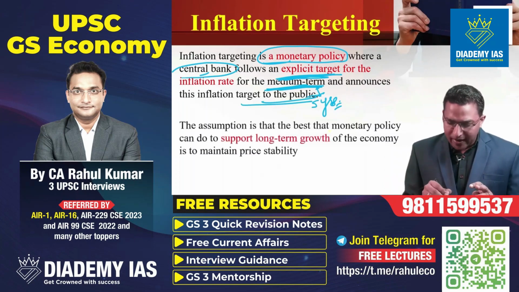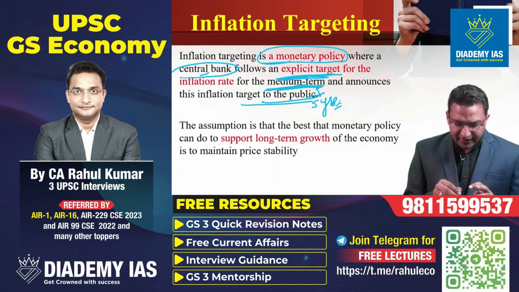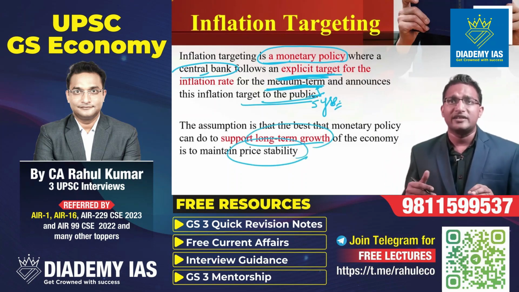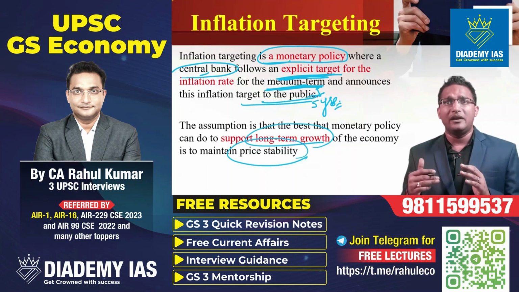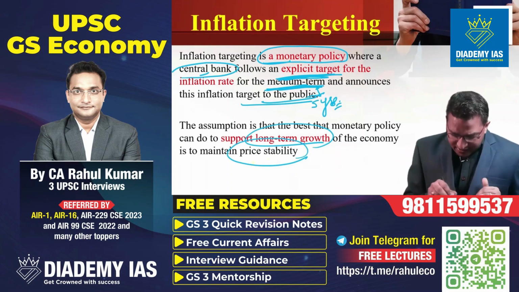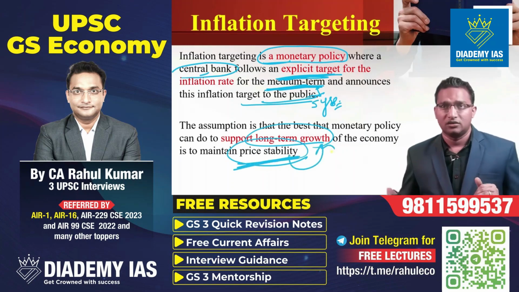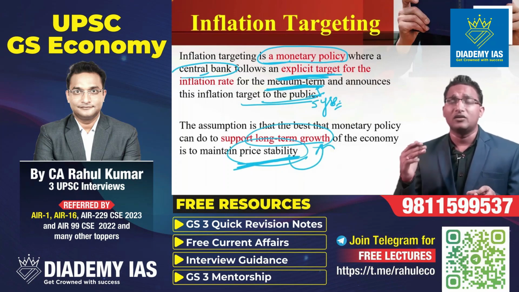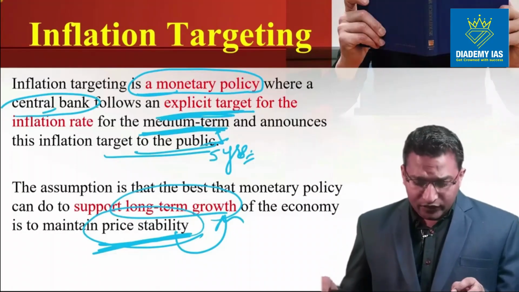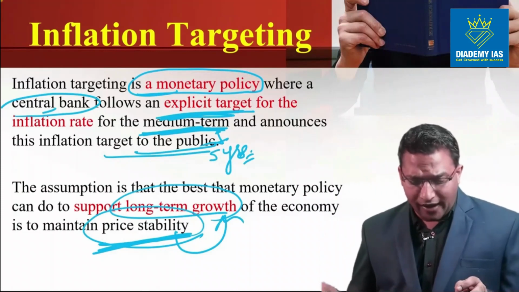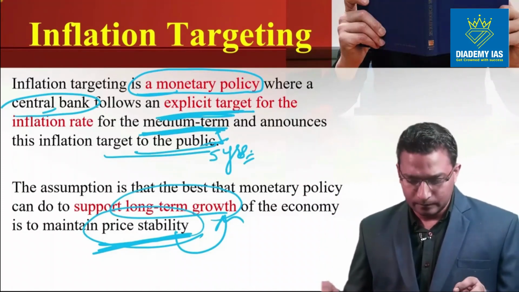The assumption is that the best monetary policy can do to support long-term growth is price stability. If we talk about monetary policy, one of the very important aspects of it is price stability, right? This price stability can be maintained when we have a long-term perspective in mind. And when there is price stability, it brings long-term growth, because the buyer as well as the producer both can expect the prices to be in a particular range. In this way, price stability can support growth in the long term, and therefore we need to have it in mind, right?